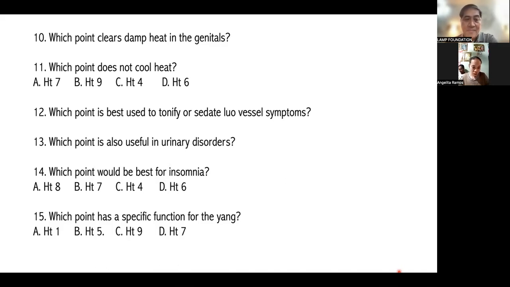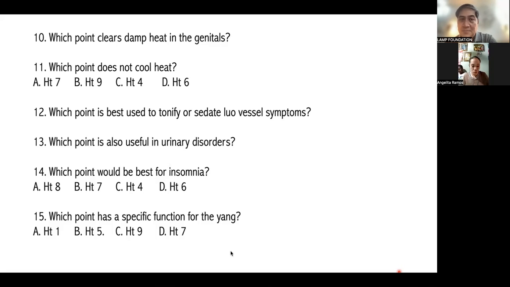Number 10, which point clears damp heat in the genitals? My answer is Heart 8. Is that right? Do you agree? Does anybody else have another answer? Or Heart 5? Heart 5 is for chi deficiency. Take note, there is a lot of heat, itching. What do you do for itchiness? When it's too itchy, that's damp heat, right? For itching, Heart 8? Is it wrong? I partly like Heart 8, but which do you think is more effective, Heart 8 or Heart 9?